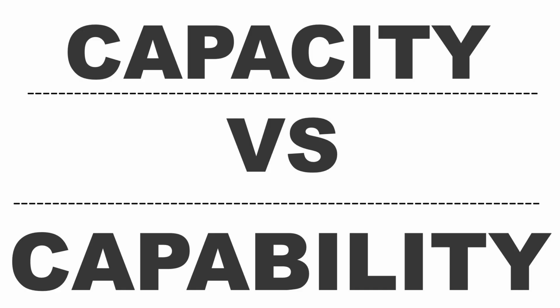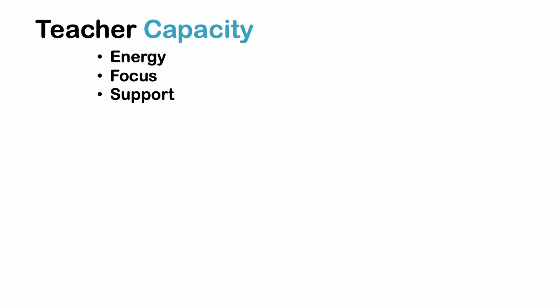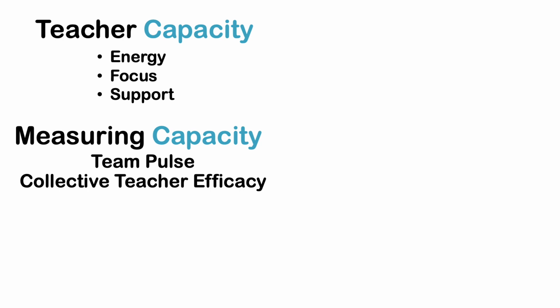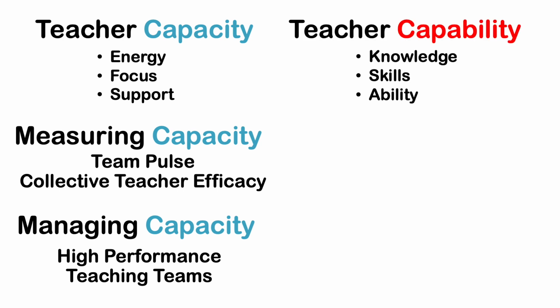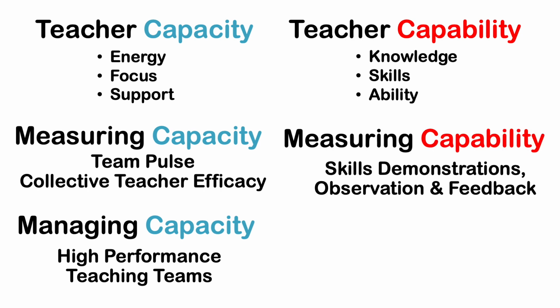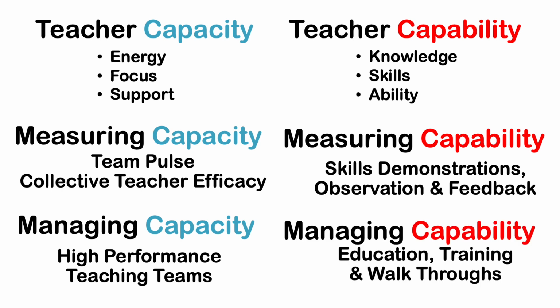And talking about collective teacher efficacy, I want to introduce two important concepts: teacher capacity versus teacher capability. Let's take a quick tour through these two different concepts now. If we start with teacher capacity, this is about a teacher's level of energy, focus, and support. We can measure teacher capacity using the team pulse, looking at collective teacher efficacy, and we can manage teacher capacity by building high-performance teaching teams. On the other side of it, we have teacher capability. This is about the teacher's knowledge, skills, and abilities. We measure capability through skills demonstrations, observation, and feedback, and we manage capability through teacher education, training, and walkthroughs.